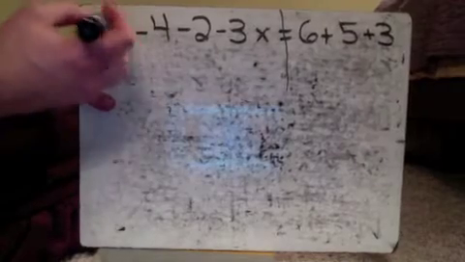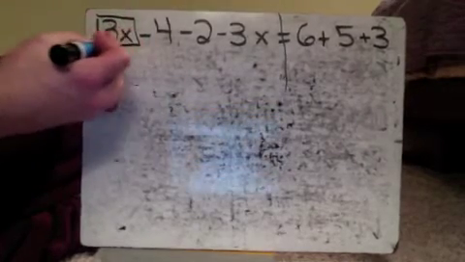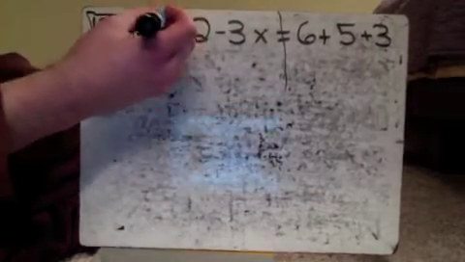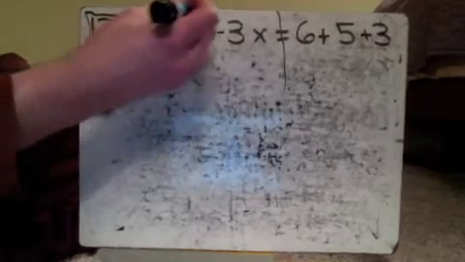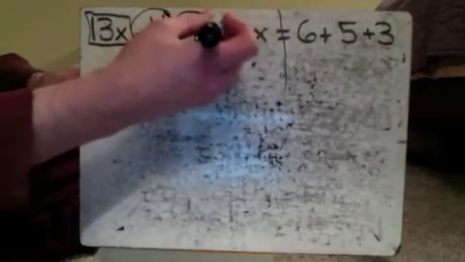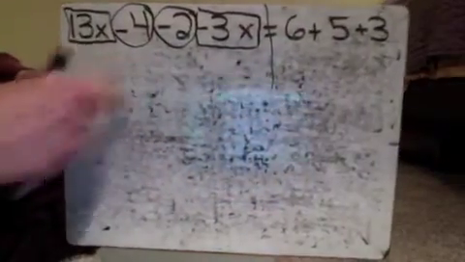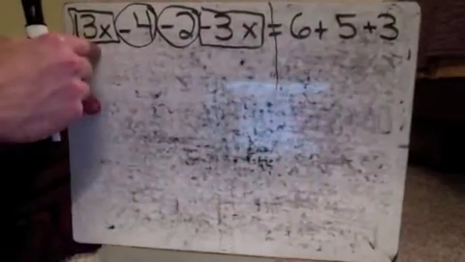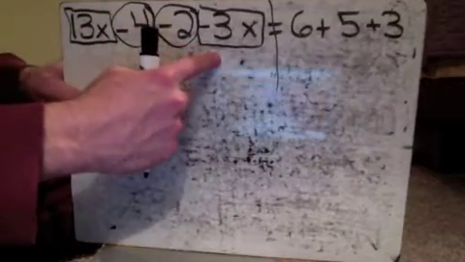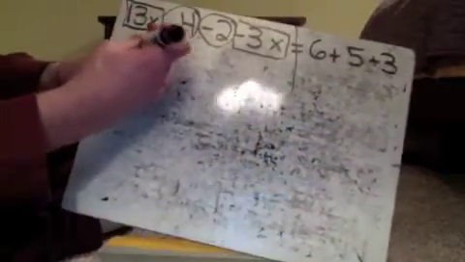So let's look at this side first. Put a box around that. That's just a regular number, so that would be a circle. Put a circle around that, and there's an x right there. So let's take care of this side first. I can put together the 13x and the minus 3x, which would be 10x.